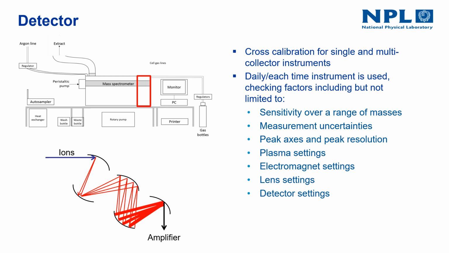Either daily or every time the instrument is used, there are a number of factors that can be checked to ensure the detector, and indeed the instrument generally, is performing as it should be. This is good practice in any case, but perhaps particularly if you run a range of different radionuclides and a range of different sample matrices. It gives you a baseline where you have a standard tuning solution and you make sure that the instrument is performing to a baseline level before you go on to measure this range of unknown samples in your laboratory.